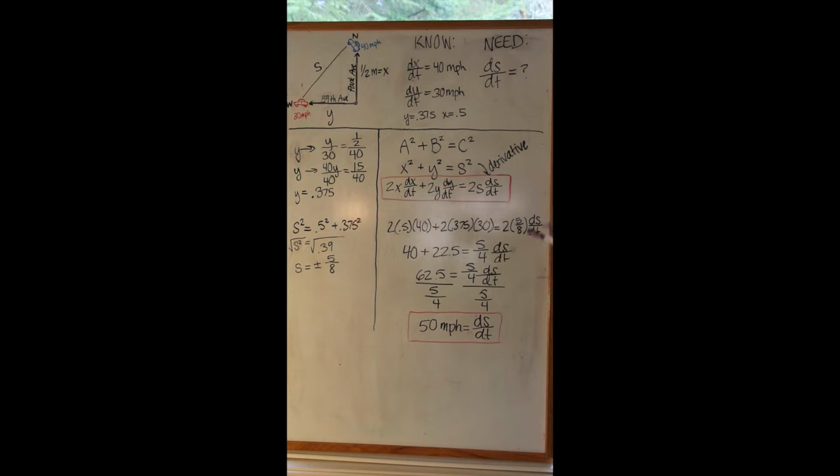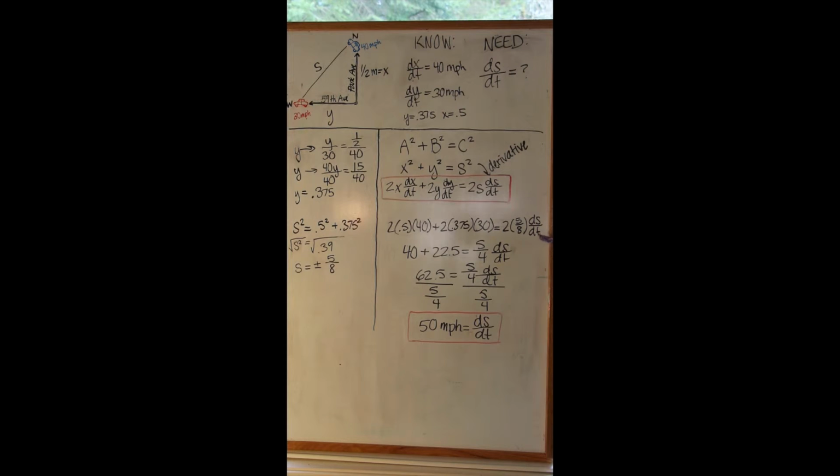So in order to isolate ds over dt, we need to find s first. So we just use the Pythagorean theorem with s squared equals 0.5 squared plus 0.375 squared. And we got s equals plus or minus 5/8 of a mile. So this is the distance between the two cars when the car traveling north has gone half a mile and when the car traveling west has gone 0.375 miles. And because we know it's a distance, it has to be positive.